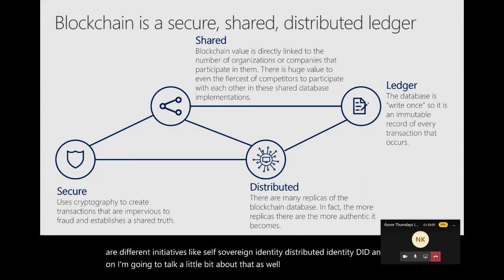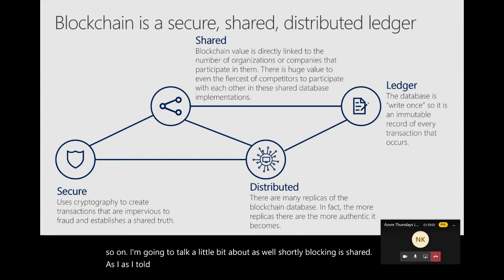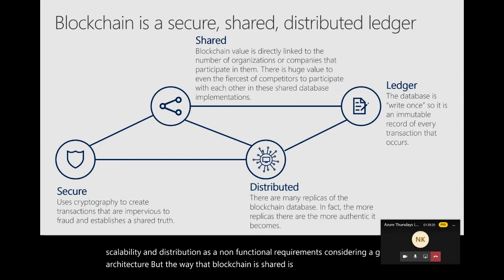I'm going to talk a little bit about that as well shortly. Blockchain is shared. As I told you, it's a database. We still have nowadays database clusters, and there are ways that you can implement scalability and distribution as non-functional requirements, considering a given architecture. But the way that blockchain is shared is different because at the end of the day, all the participants in a given blockchain network have a copy of what we call the ledger. And the ledger is this immutable record that can be shared. So we can promote what we call the collective ownership of data.